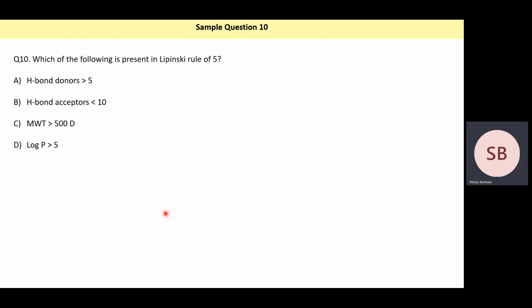We'll now go to the 10th question, which asks, which of the following is present in Lipinski rule of 5?